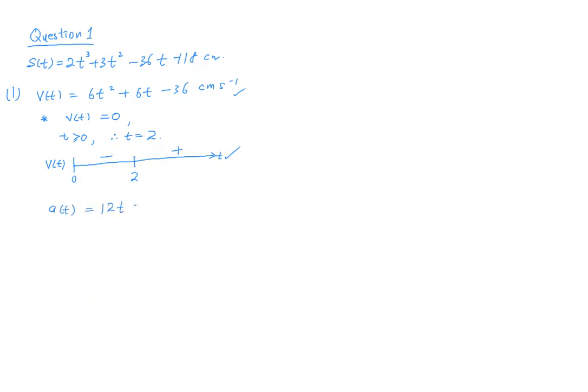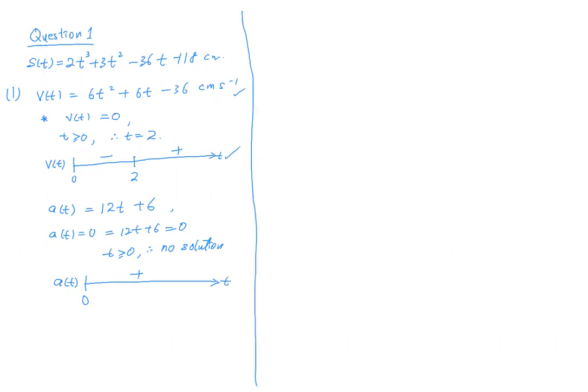12t plus 6. Okay, then we put AT equal to 0. So which means 12t plus 6 equal to 0. So t must be greater than or equal to 0. So therefore, no solution. Okay, so I draw my AT sign diagram. Always for kinematics, because it involves time, it must be 0 onward. So it's a plus. Done, you get 4 marks.